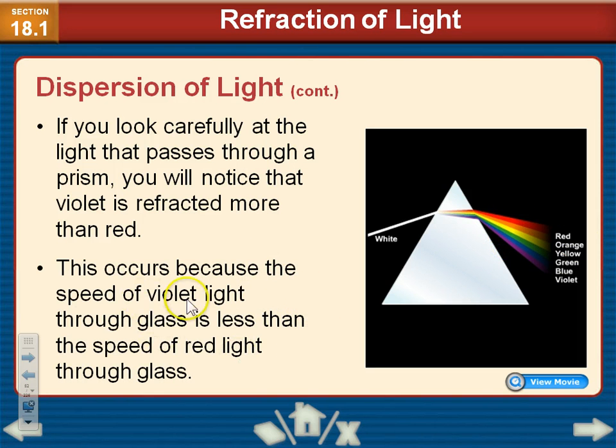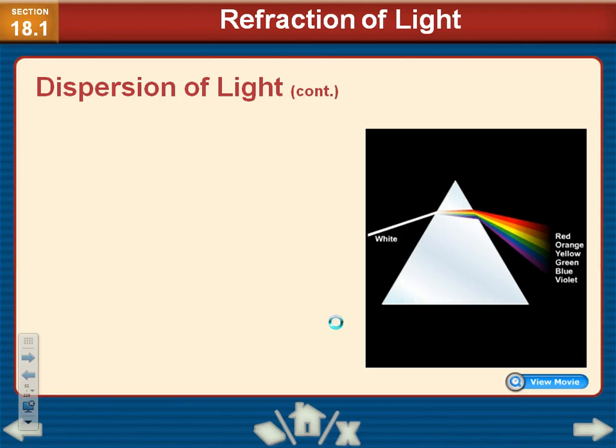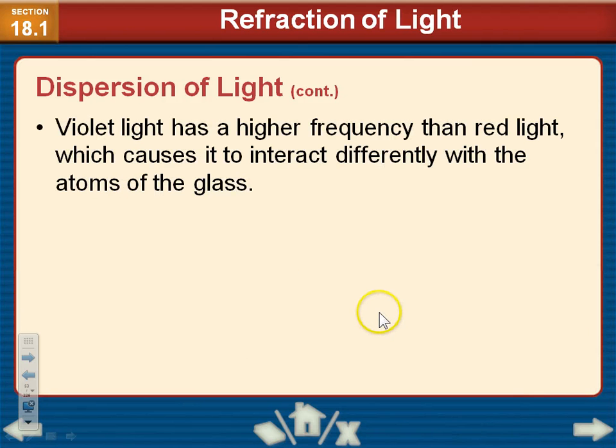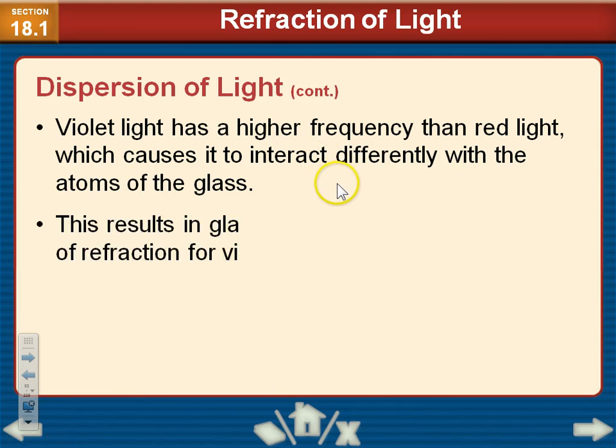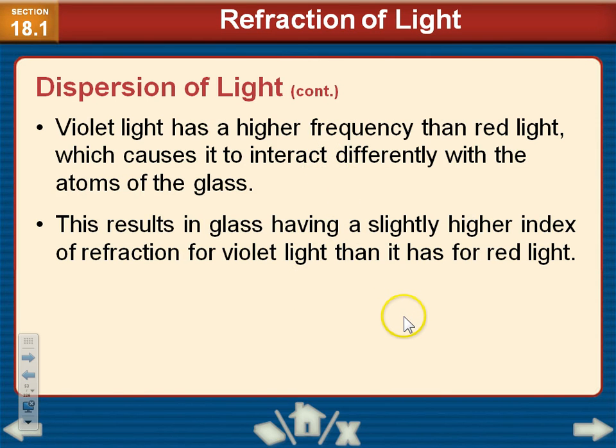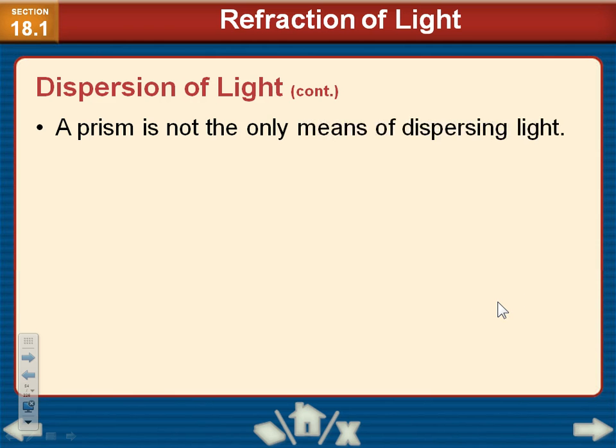It's because the speed of the violet light passing through is less than the speed of the red light passing through. Again, we see it all as white light, but actually we have all these lights coming at different speeds when they pass through the medium. The higher frequency causes it to interact differently, and the result is a slightly higher index of refraction for violet light than it does for red light.